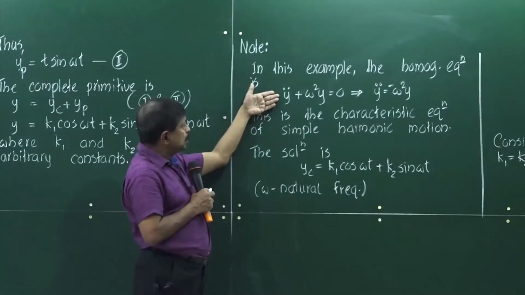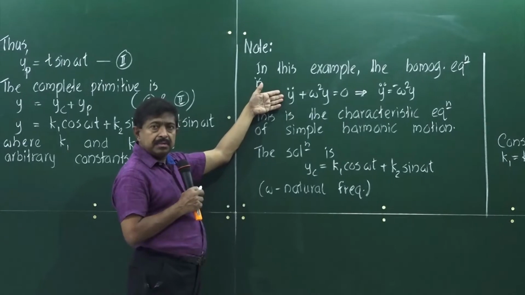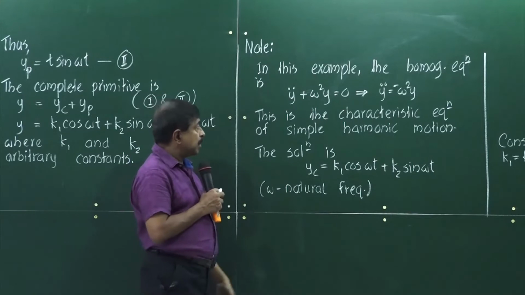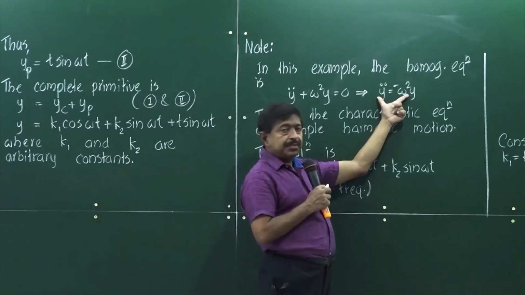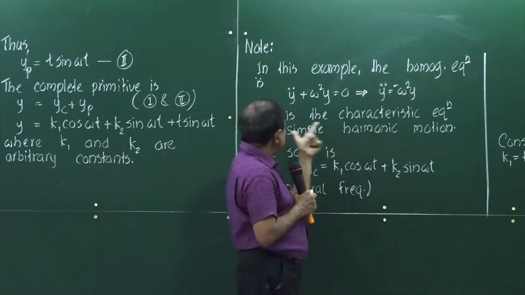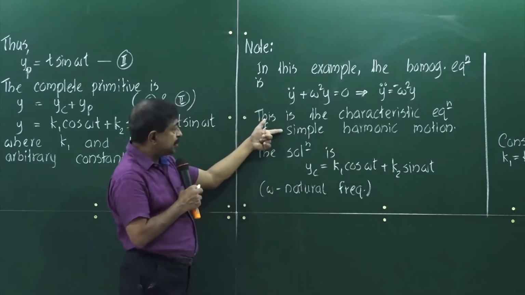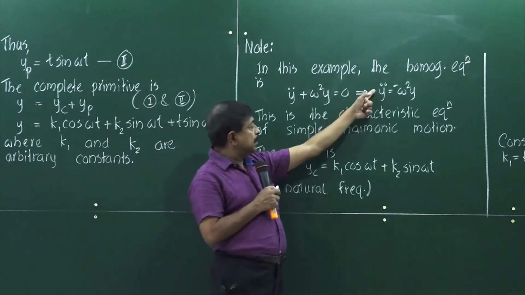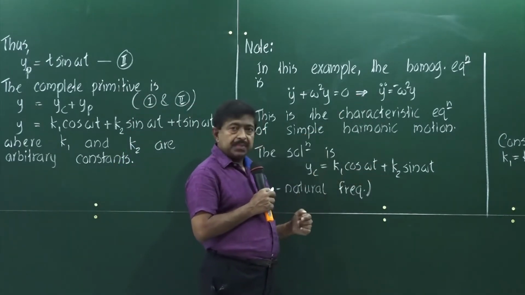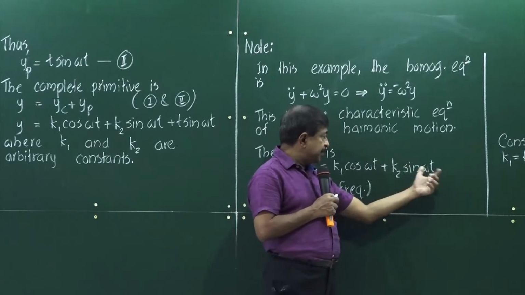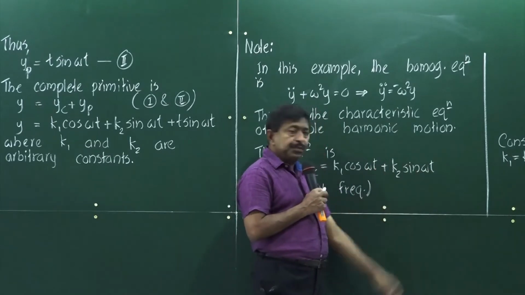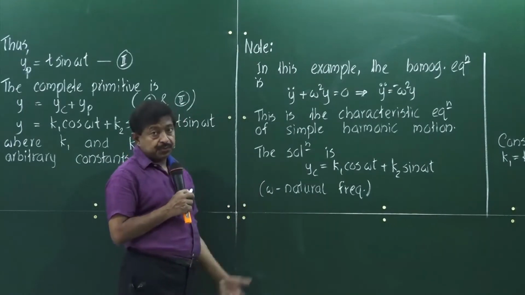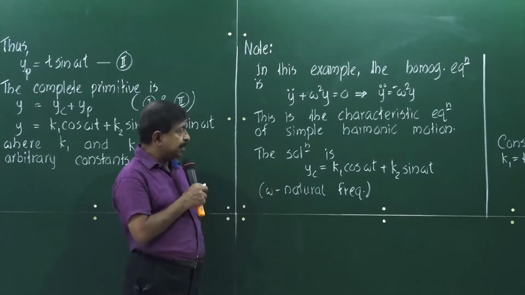In this example, the homogeneous equation is this. When you find the complementary function, this is what you got. So it simplifies to this one. That means this is the characteristic equation of SHM, simple harmonic motion. Right? And we obtain the solution to this. It is this one. Both of them are oscillatory functions, and the natural frequency is omega, the angular frequency. So omega is the natural frequency, of course angular frequency, but we'll call it the natural frequency.